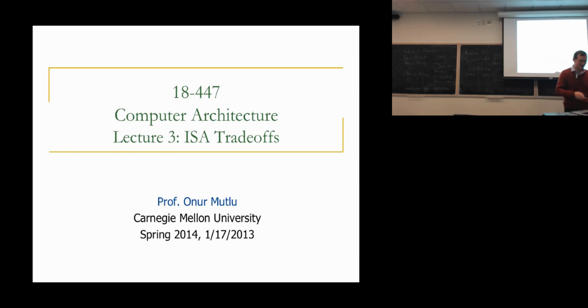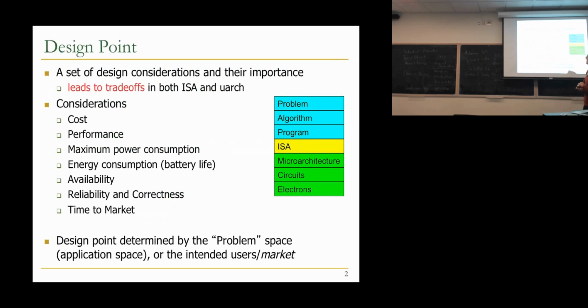Okay, we'll cover ISA trade-offs today, but this is where we left off last time. I didn't cover this. You read about design point, right? In the article that you're supposed to read. Basically, any processor is really designed for a design point. This is basically the set of design considerations and their importance. And this actually leads to trade-offs in both the ISA and the microarchitecture whenever you're designing a processor.